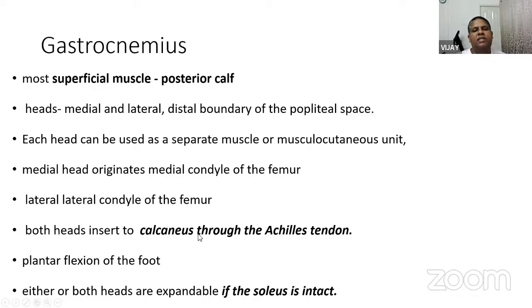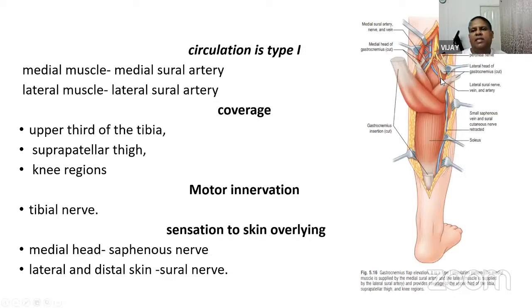Either or both the heads are expendable because the soleus remains. It is a type 1 muscle flap. Here you can see the gastrocnemius button. Below the gastroc, you get the soleus, and between the gastroc and the soleus, you get the plantaris tendon.